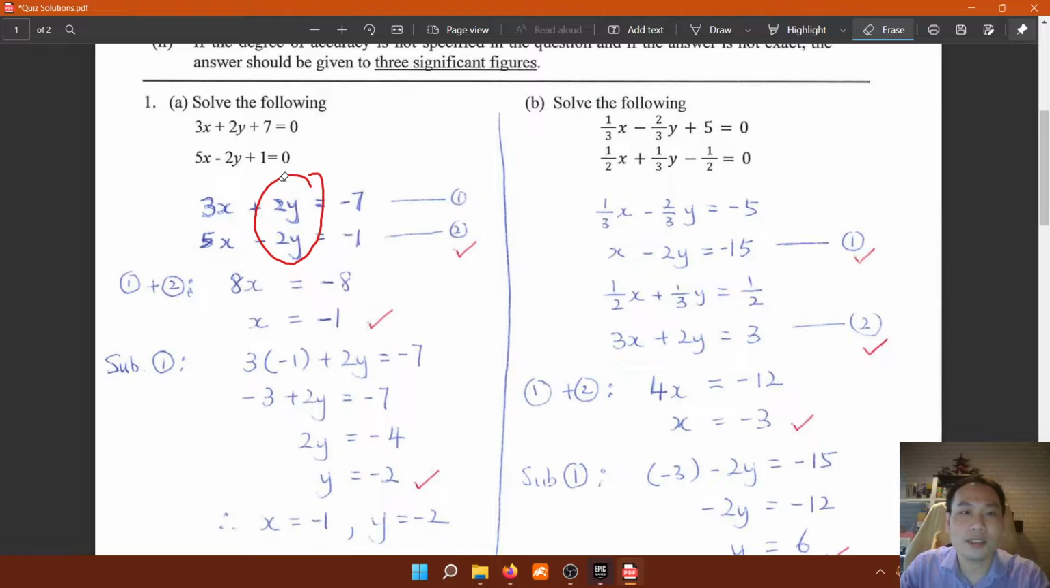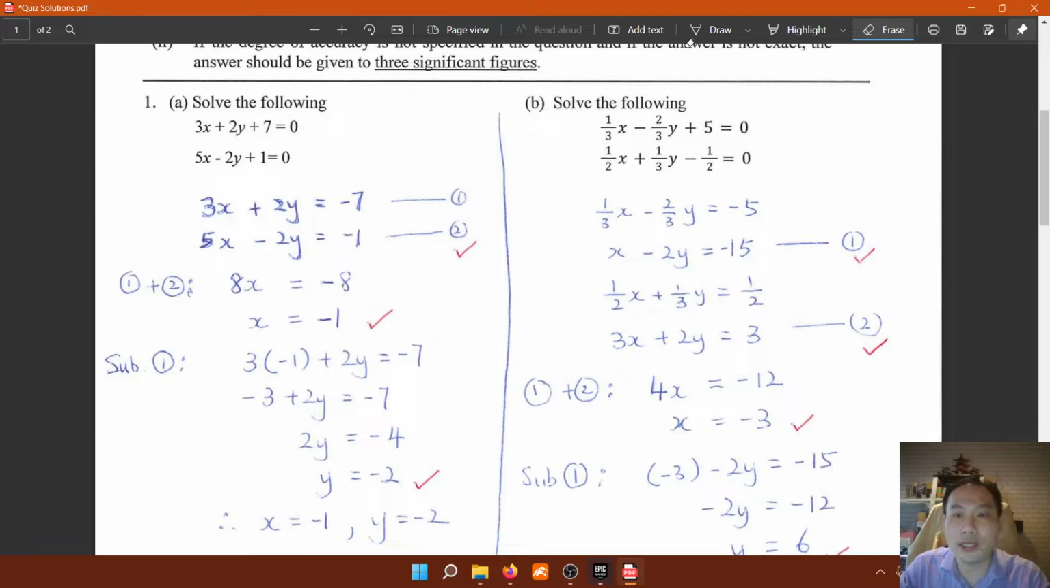Okay, so what I'm going to do, right? So I'm going to first of all write it down, give it a name, call this equation 1 and the other one equation 2. Since we know that we are going to perform the elimination method, we can just use equation 1 plus equation 2. What happened, right? 3x plus 5x gives us 8x. 2y plus negative 2y, okay, they get eliminated, because it's equal to 0. Okay, and on the other side, negative 7 plus negative 1 gives us negative 8.